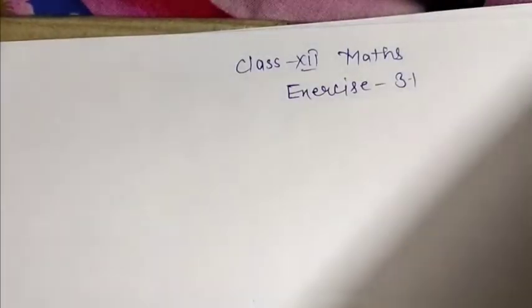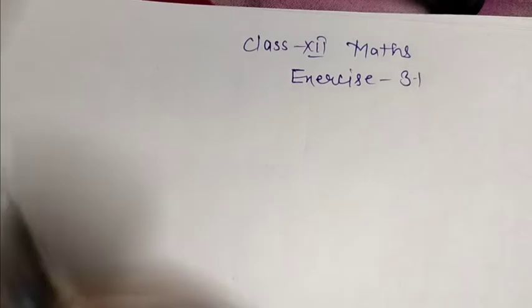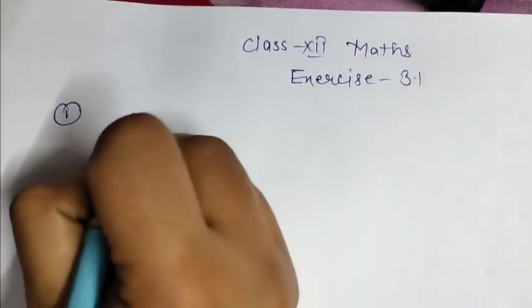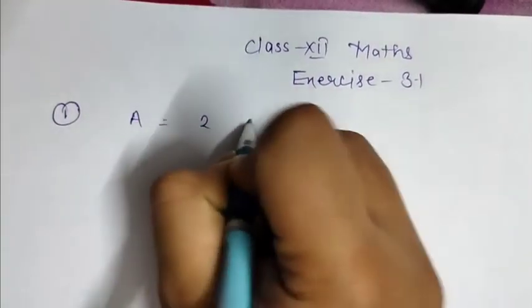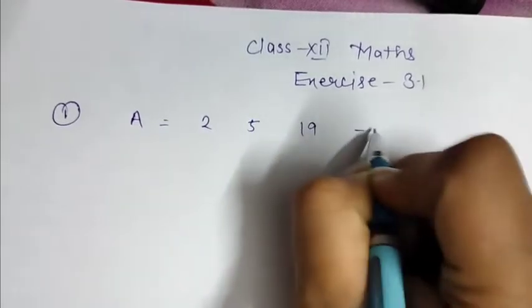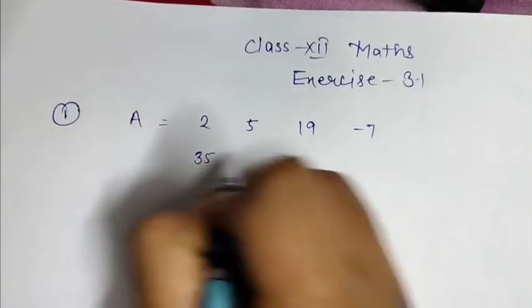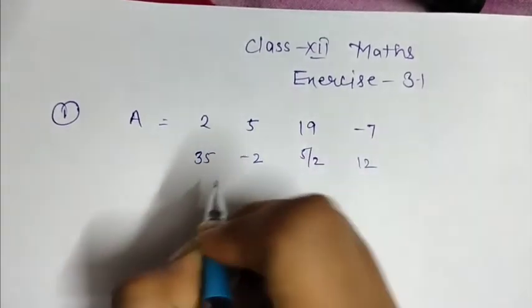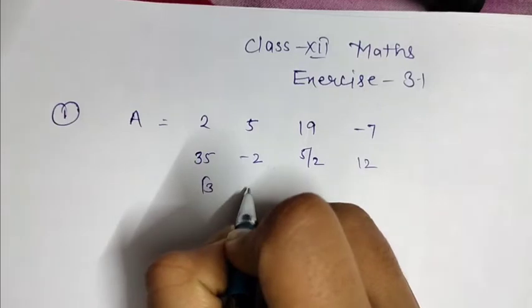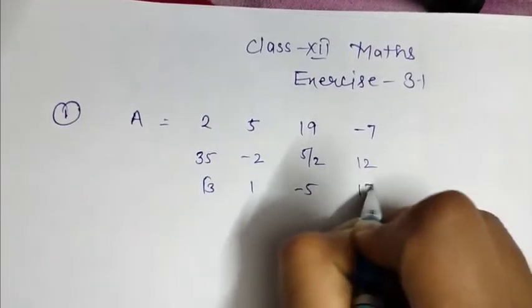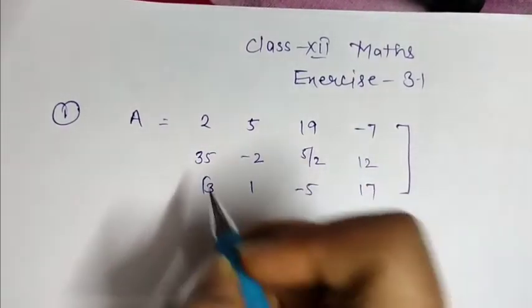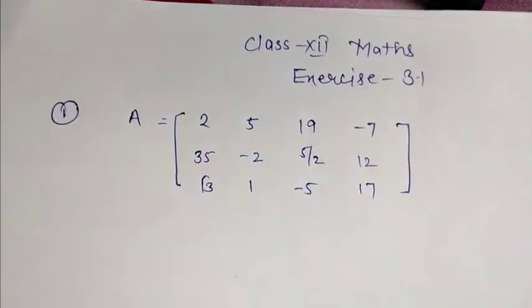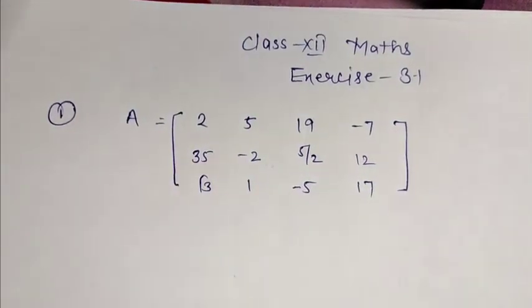What we have to do: we have a given matrix A equals 2, 5, 19, minus 7, 35, minus 2, 5 by 2, 12, root 3, 1, minus 5 and 17. Okay, so this is our matrix. In this particular question we have a total of 3 parts. First, we have to find the order of the matrix.